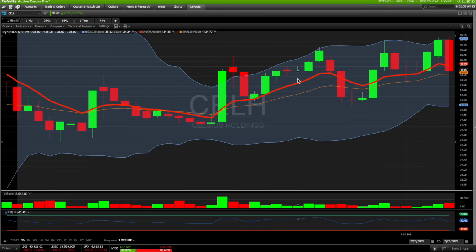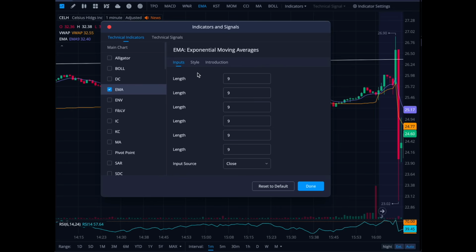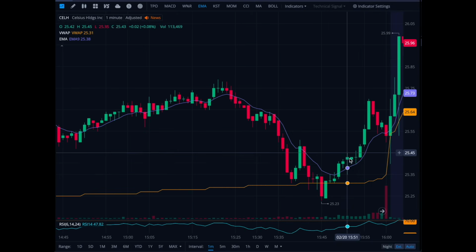But right there, you could see it started to break away again. So that's one way to trade using the exponential moving average. Using the 9 EMA right here on Webull, we change the settings to the 9 EMA, as you can see right here. Now, what I want you to focus on is this purple line, that is the 9 EMA, and it's an indicator of strength.